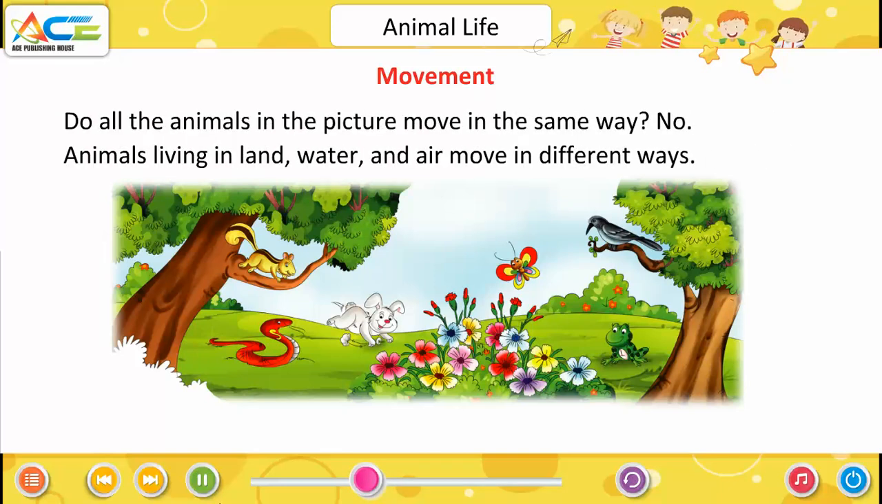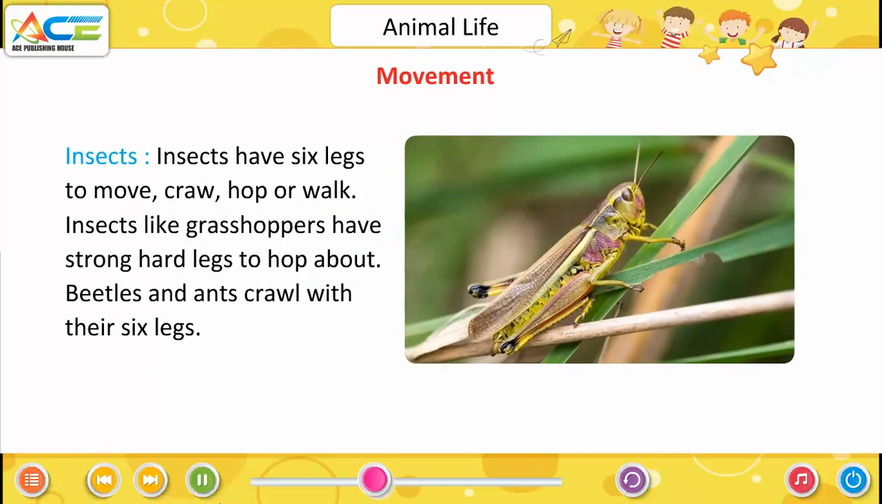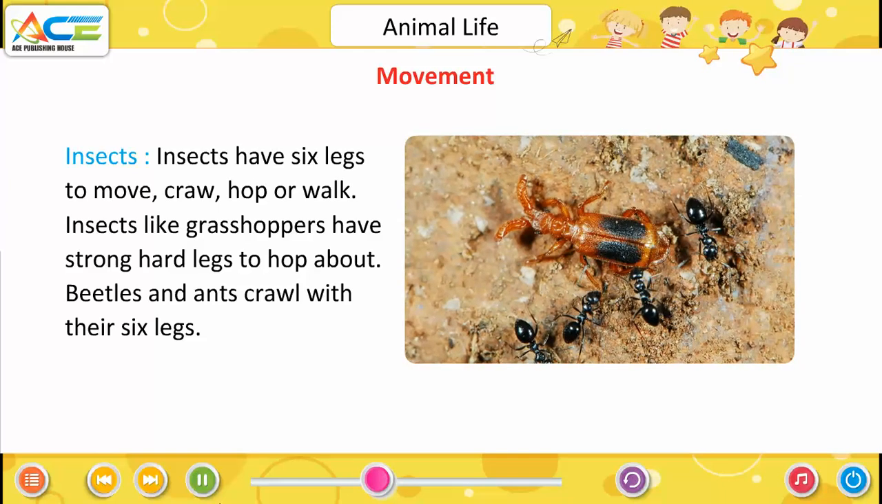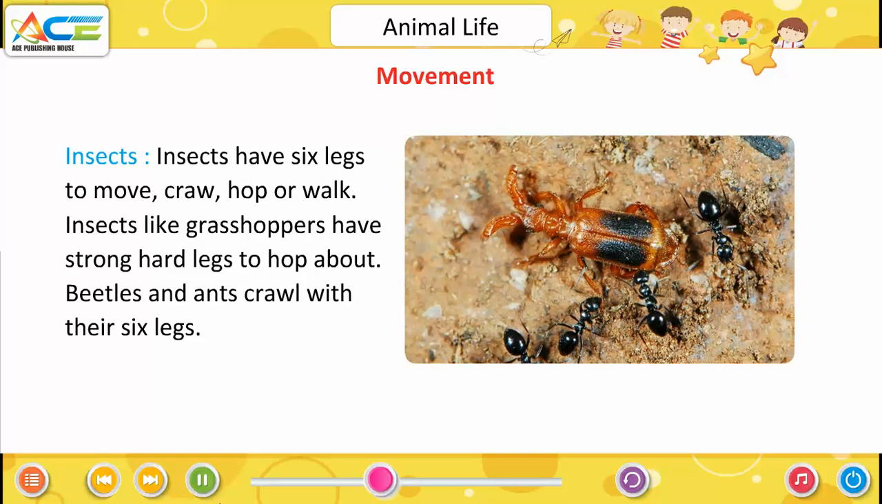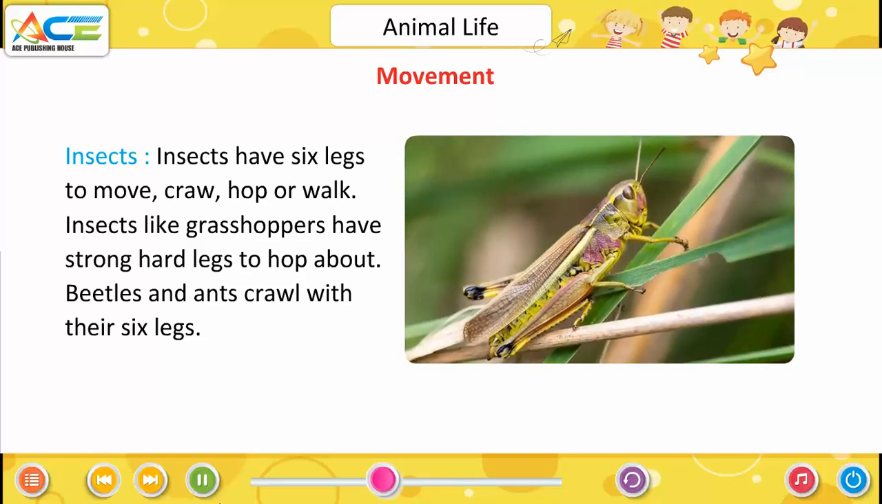Do all the animals in the picture move in the same way? No. Animals living on land, in water and in air move in different ways. Insects. Insects have 6 legs to move, crawl, hop or walk. Insects like grasshoppers have strong hard legs to hop about.